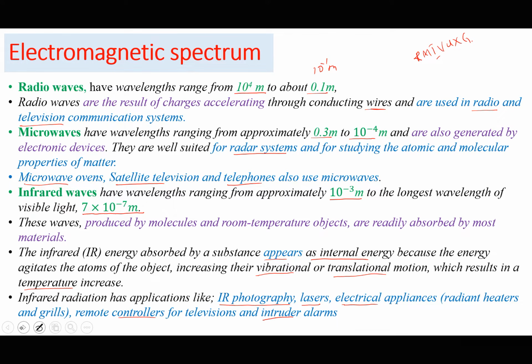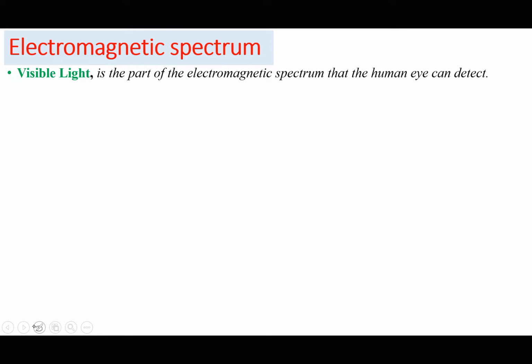Number 4 should be visible light. Of course, visible light is part of the electromagnetic spectrum which is responsible for our vision. It's the one the human eye is sensitive to. Of course, the human eye will not see the radio waves, microwaves, and infrared. Neither will the human eye see the X-rays or the gamma rays, or it may not even see the ultraviolet. So visible light is the part of the electromagnetic spectrum that the human eye can detect.